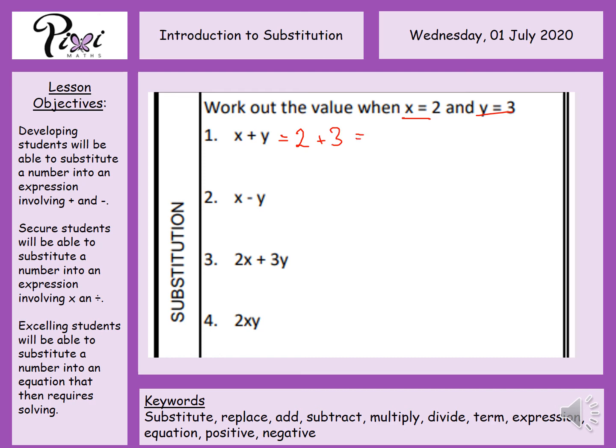So we do 2 plus 3, which is 5. Okay, question 2, so again we replace x with 2 and we replace y with 3. So we do 2 minus 3, which gives us minus 1.